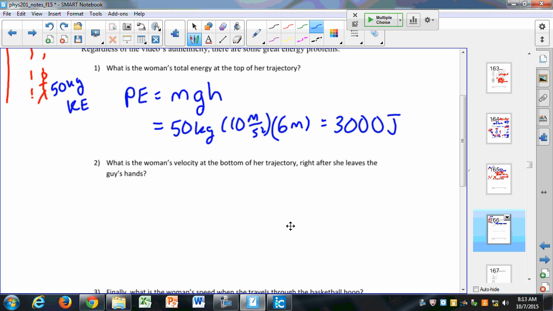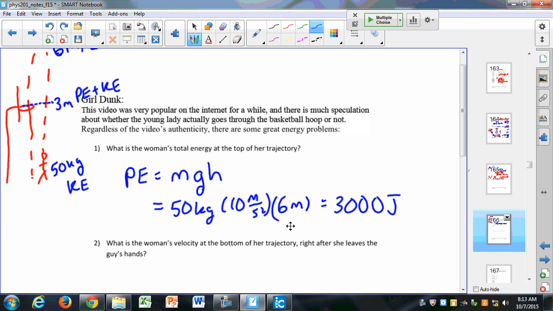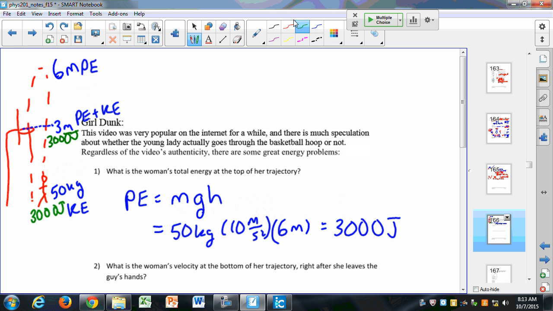Remember, total energy is constant. So she has 3,000 joules here. She has 3,000 joules here. And she has 3,000 joules at the top. The total energy remains constant.